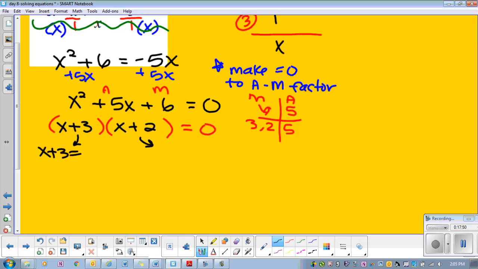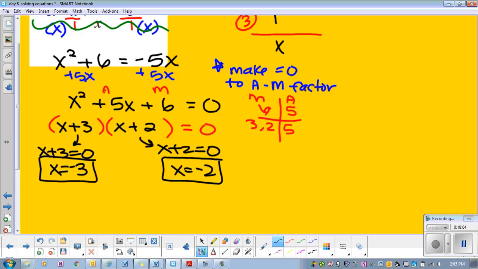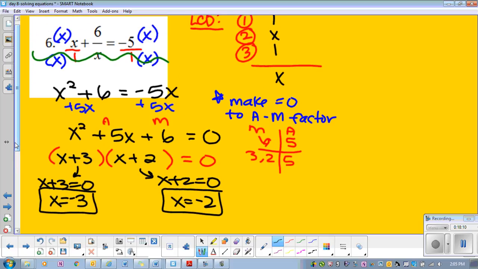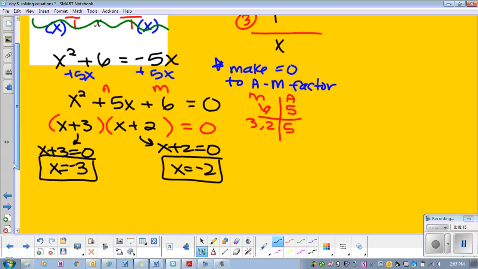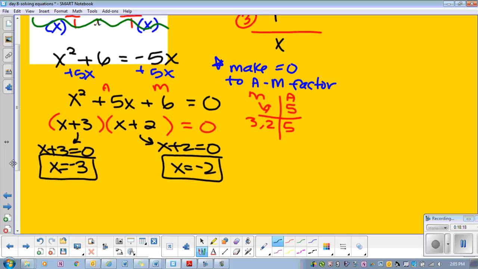So x plus 3 equals 0, which is x equals what? Negative 3, yeah? And I have x plus 2 equals 0, which is negative 2. So that means I need to plug in both of these solutions into the LCD and see if any of those gives me 0. Well, we're lucky because the LCD is just x, right? So it's just asking you, is this 0? So this one is a solution. And the other one? Yeah, this one's a solution. Good.